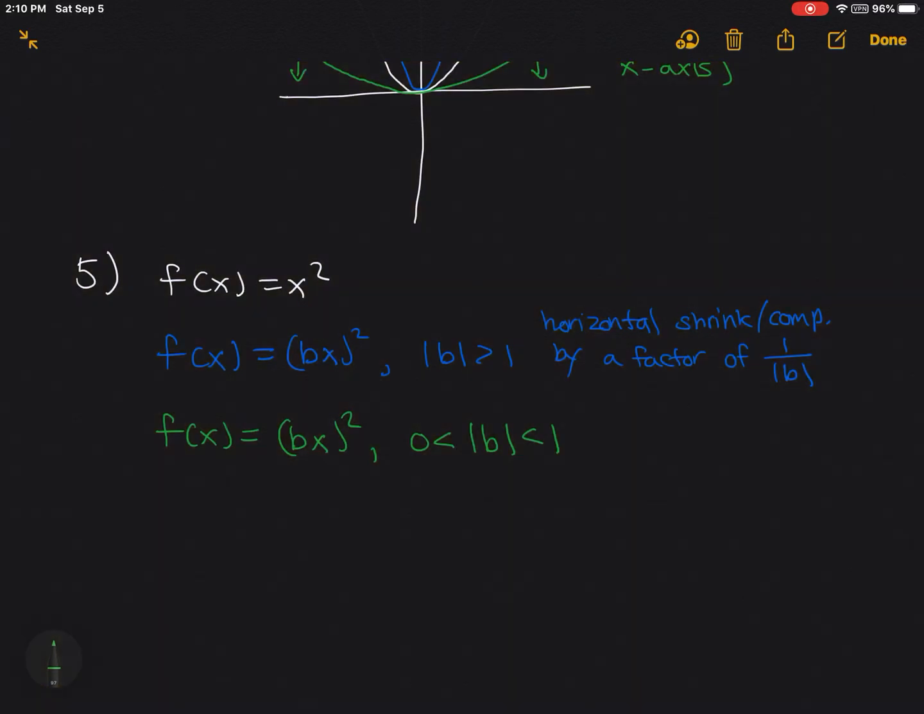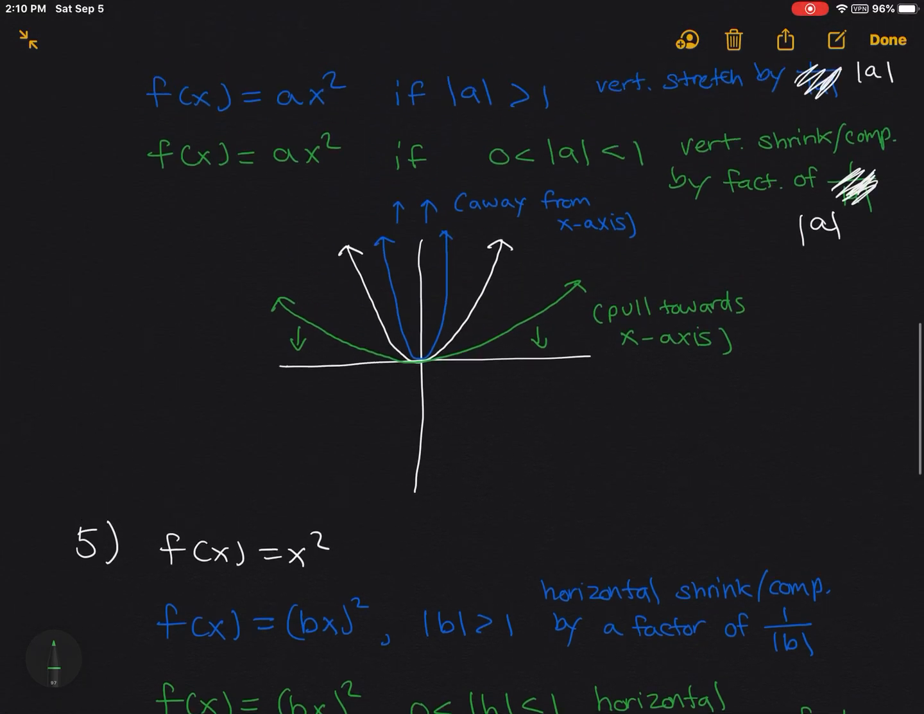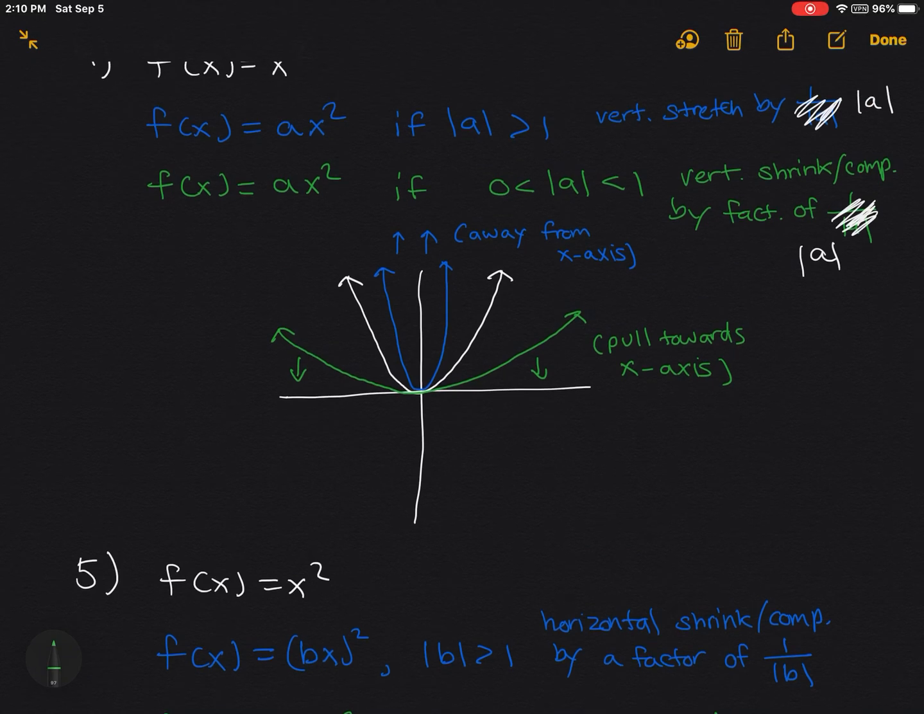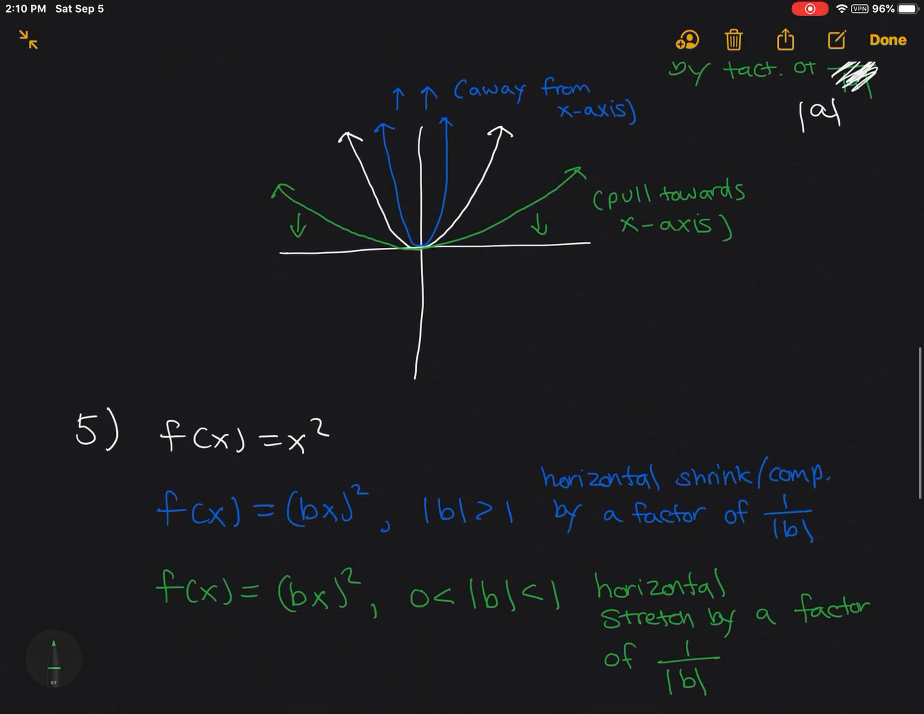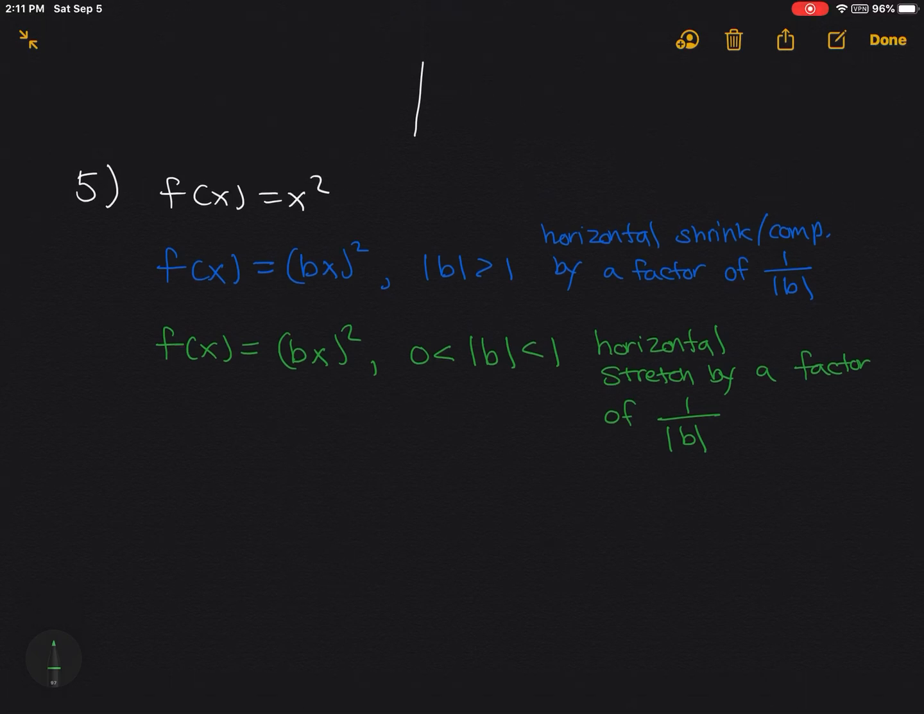So if the absolute value of B is between 0 and 1, we call it a horizontal stretch by a factor of 1 over B. Okay, so these guys are 1 over something. The vertical stretch or shrink factor is just by A. All right, so please make that correction in your notes.